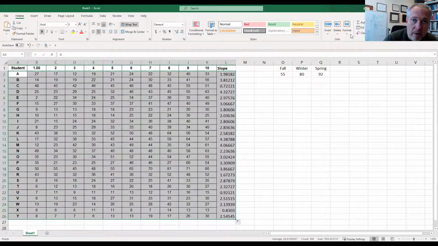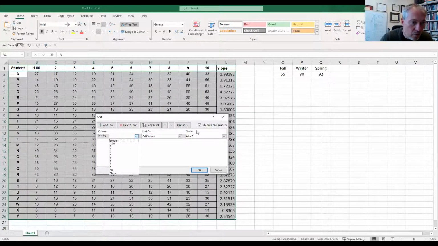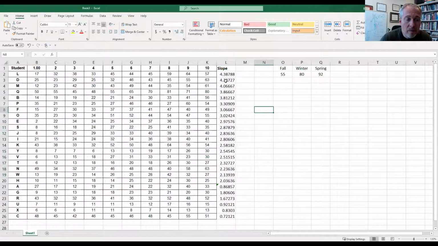So I'm at a team meeting now. We want to look at the kids getting intervention. How are they doing? So I'm going to do custom sort. I'm going to sort by, I put my data as headers, and sort by slope. I like to sort largest to smallest. Click OK. And it's sorted. Great. So now we have a good value of ROI.